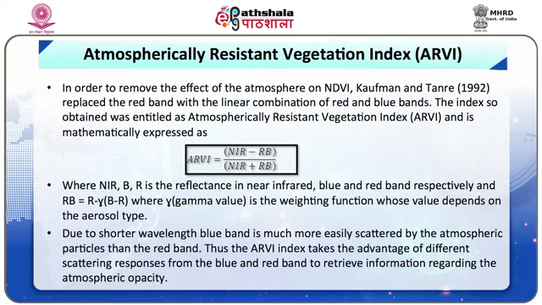The index so obtained was entitled the Atmospherically Resistant Vegetation Index, known as ARVI, and is mathematically expressed as (NIR minus RB) divided by (NIR plus RB), where NIR, B and R are the reflectance in the near infrared, blue and red bands respectively, and RB is equal to R minus γ(B minus R), where γ, that is the gamma value, is the weighting function whose value depends on the aerosol type.